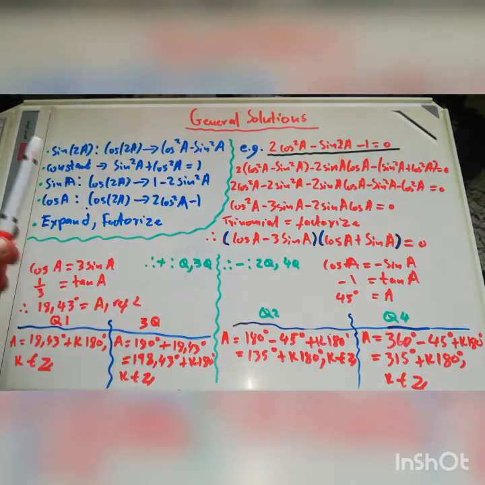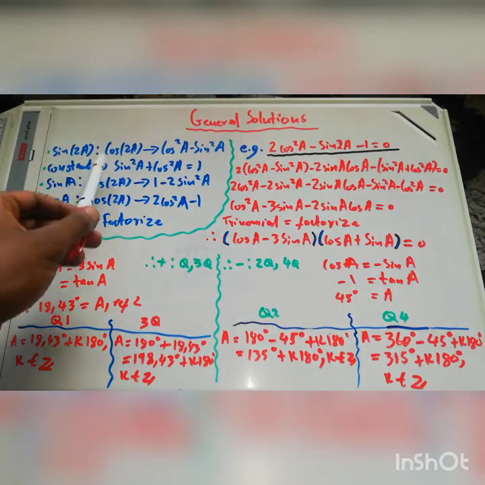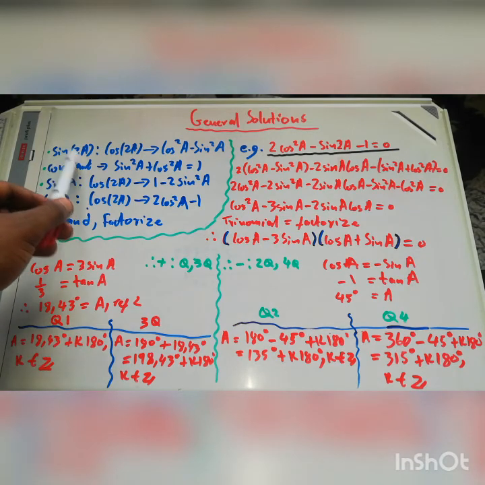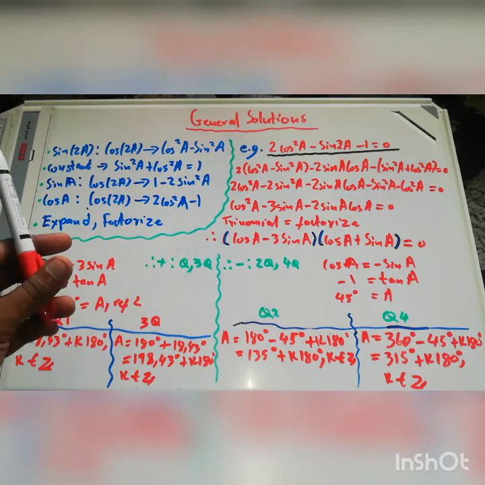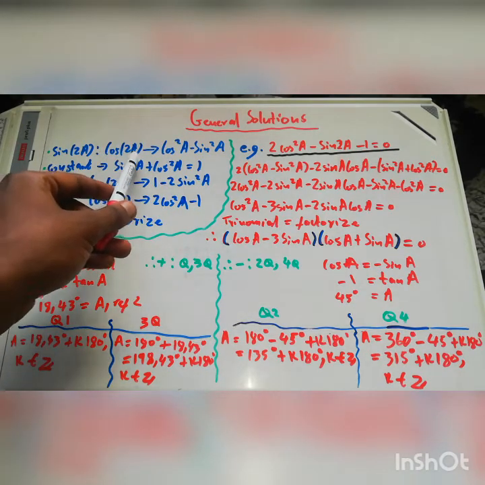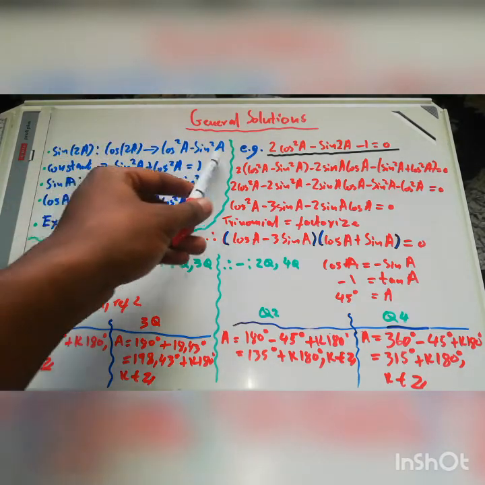This part simply states that if you have a general solution expression that has a sine 2a and a cos 2a, remember the double angle identity of sine 2a is only 1. It does not change, but for cos 2a we have 3. So if you have an expression which has a sine 2a and a cos 2a, change that cos 2a into the double angle identity.